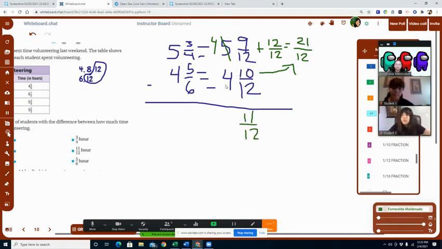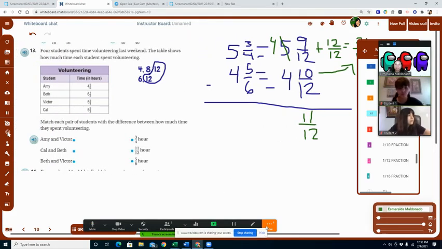And then 4 minus 4 is equal to 0, right? So Amy and Victor, we can match it to 11 over 12, right? 11 over 12, that's the correct one. So here's our first match. Yay, first one. Then the second one, we have Carl and Beth.